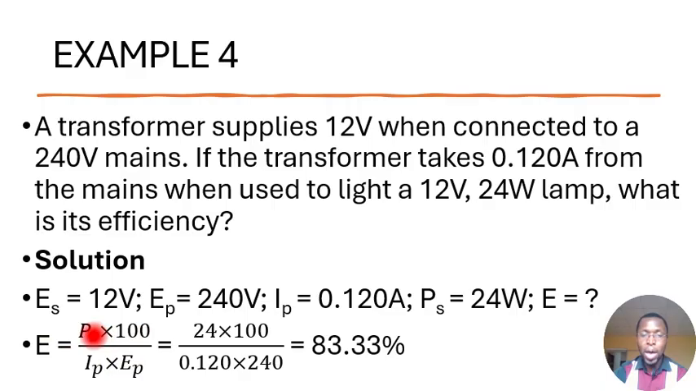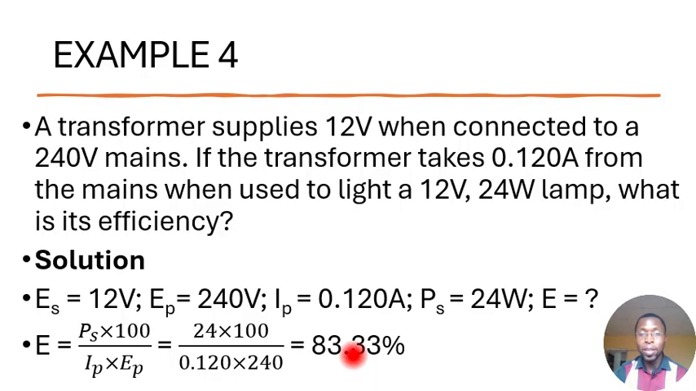Now we have our PS to be 24 watts, so we substitute that value times 100. Our IP here is 0.120, we substitute it again, then multiply by our EP. Our EP is 240 volt here, we substitute the value here. Simplifying all of these, we have our efficiency to be 83.33%.